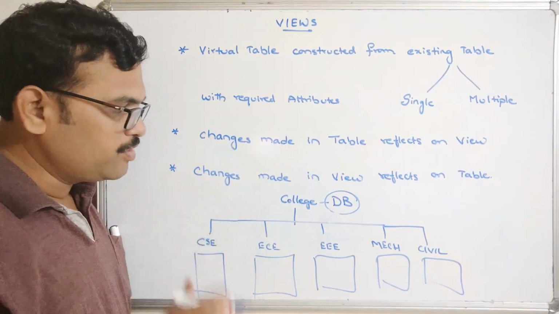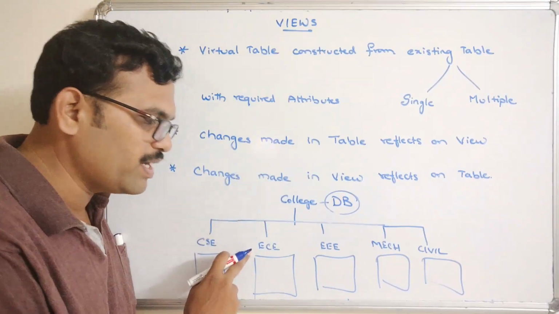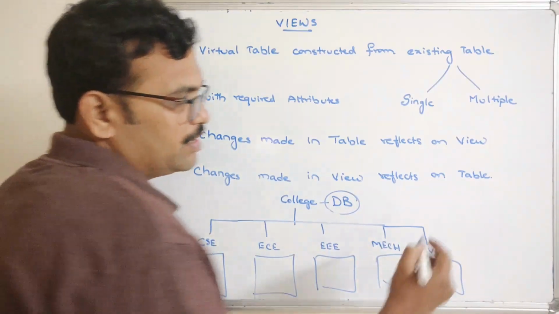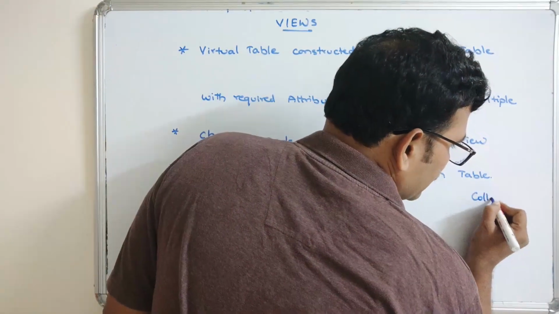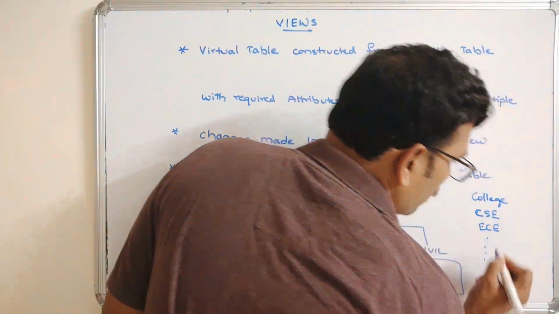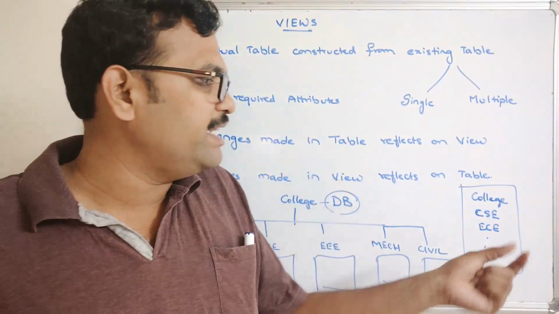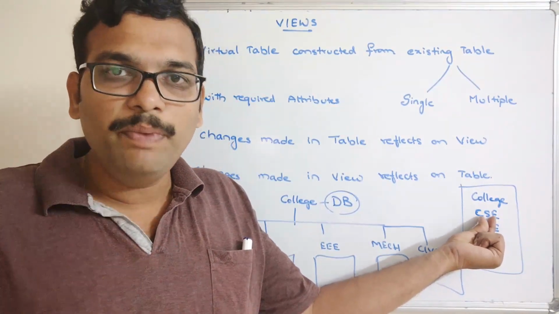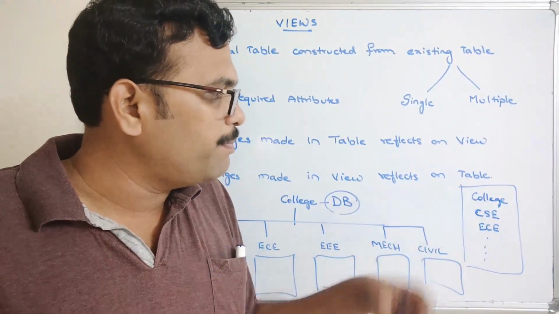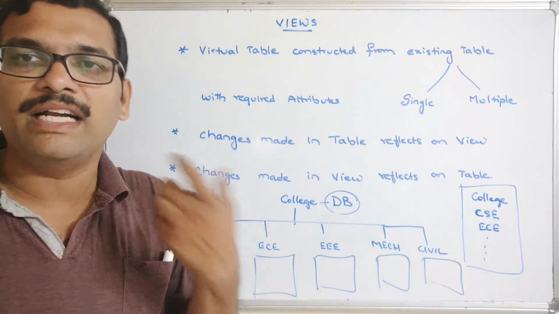So hope you understood this one. If you maintain different tables, one for the college, one for CSE, one for ECE, one for EEE, mechanical and civil, right? The college table, CSE table, ECE table, and so on. If all these are individual tables, and you make any change in the CSE table, that cannot be reflected on the college table automatically. So we need to update the CSE student details in the college database also. That means we are doing the same work multiple times.